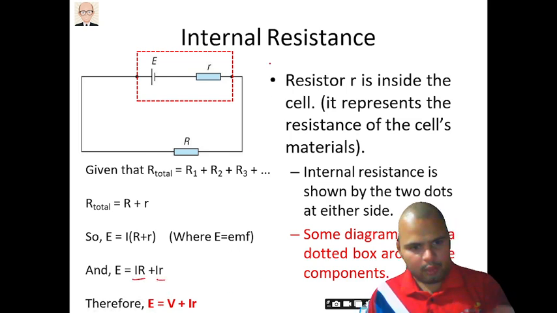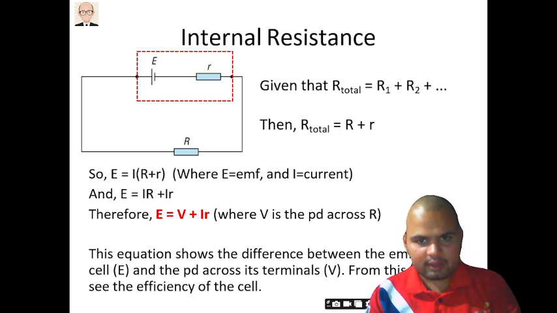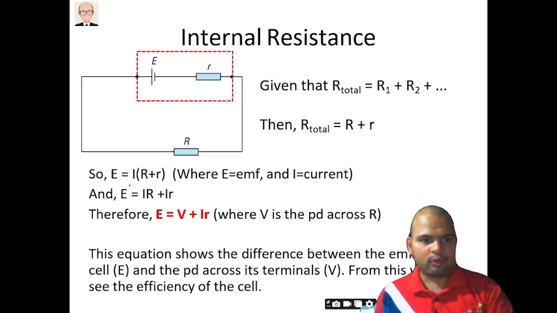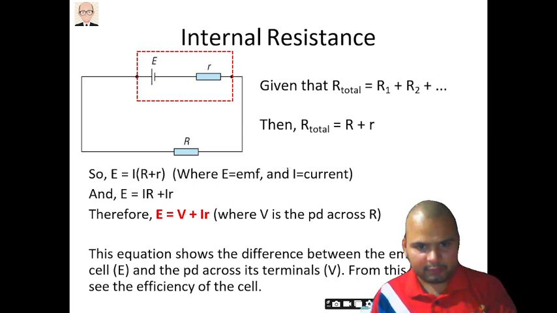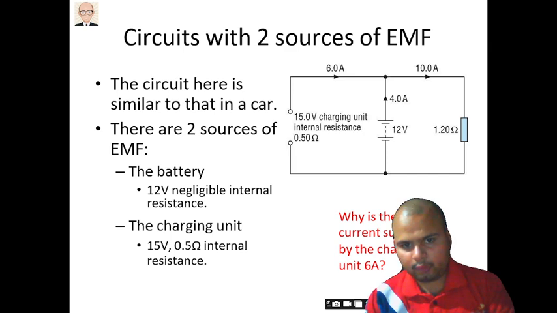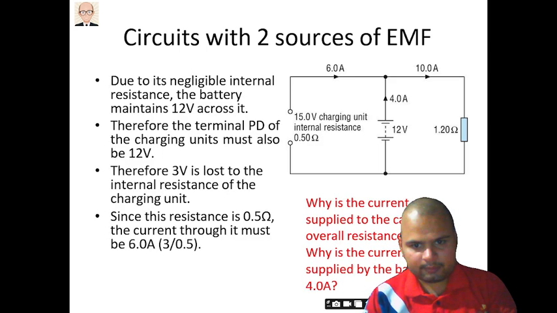So now let me finalize this lecture. R total will become R plus r. Up till now we have discussed this very easy topic. So here we have a 15 volt charging unit, internal resistance 0.50 ohms, and 6 to 10 amperes. What is happening? Actually it is dividing into 6 and 4. So you can see.